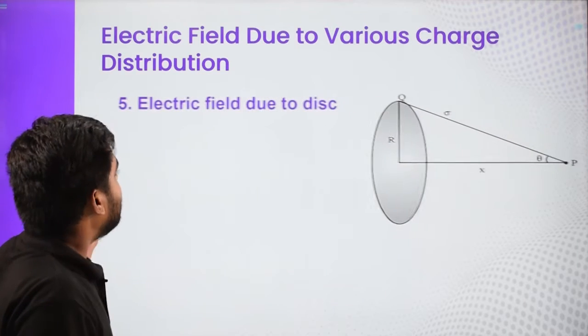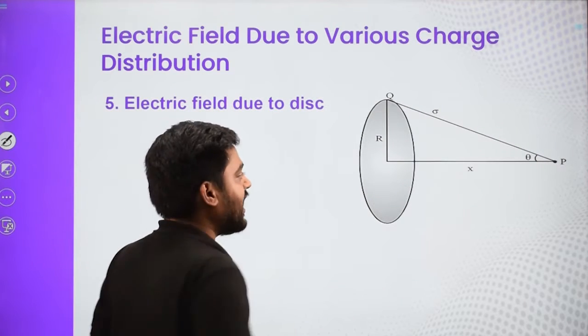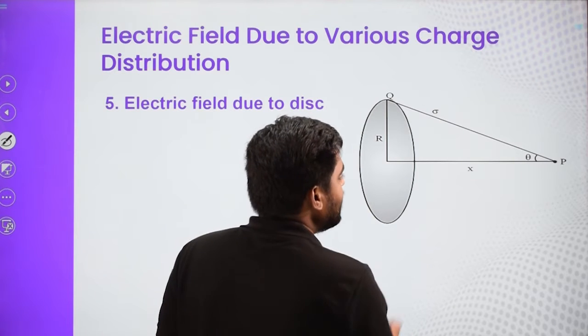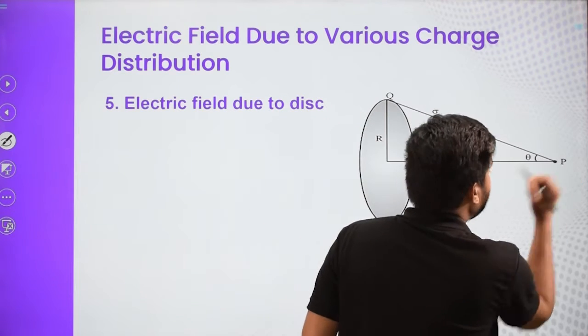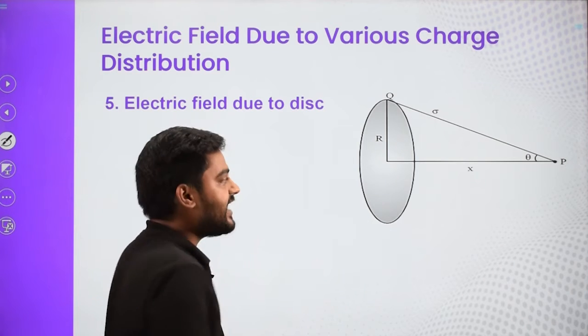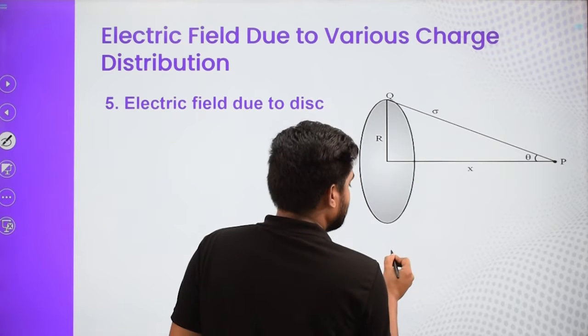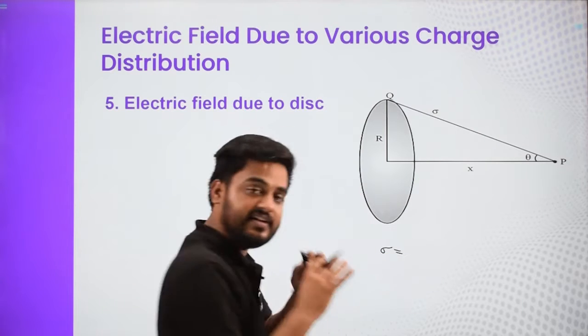Let us discuss the electric field due to a disk. So I have a disk. The disk has radius R. The total charge on the disk is Q. And I have to find the electric field at this point P, which is lying at a distance x from the center of the disk. What I am going to do is, first, find the surface charge density in the disk.